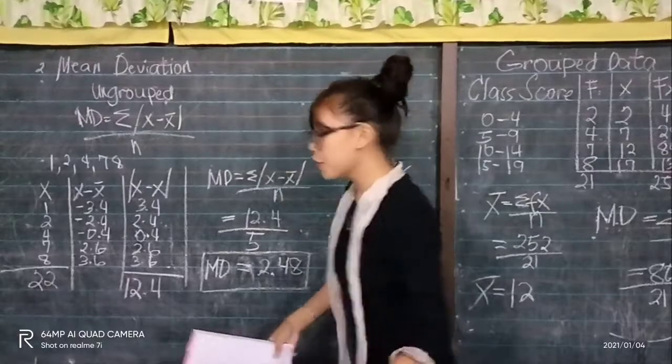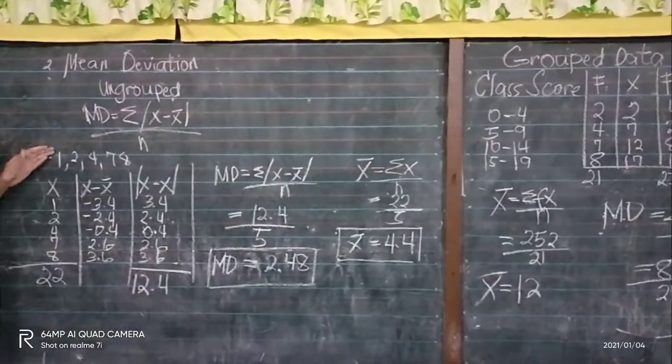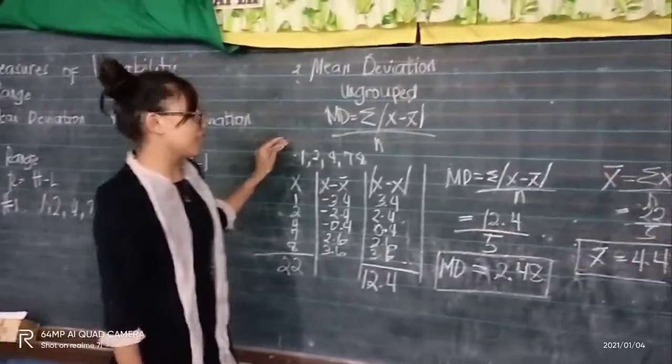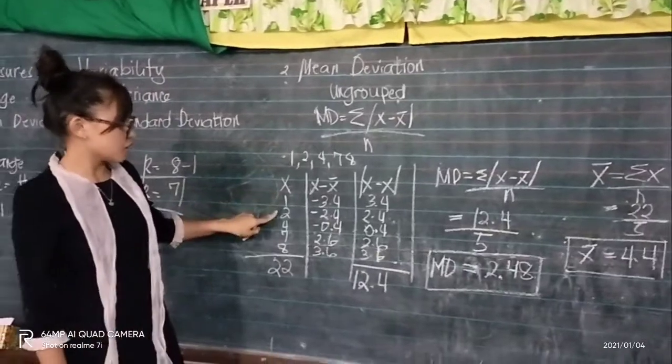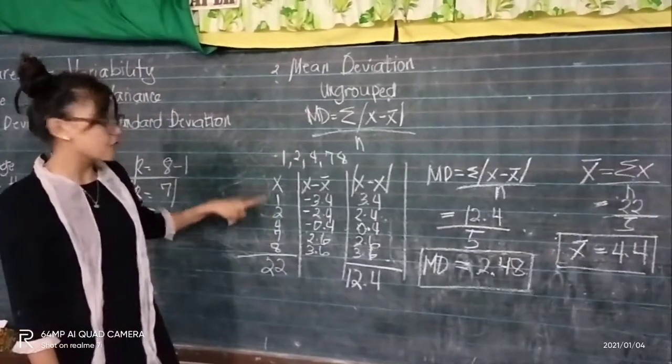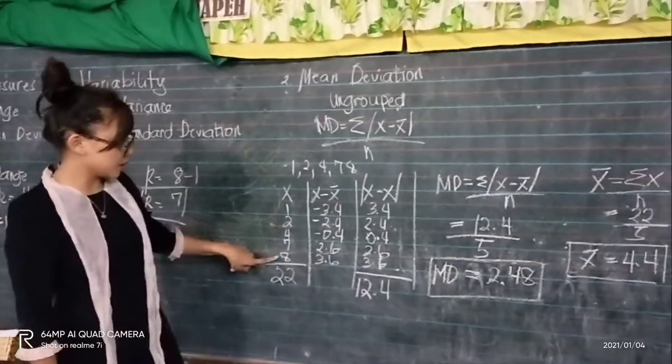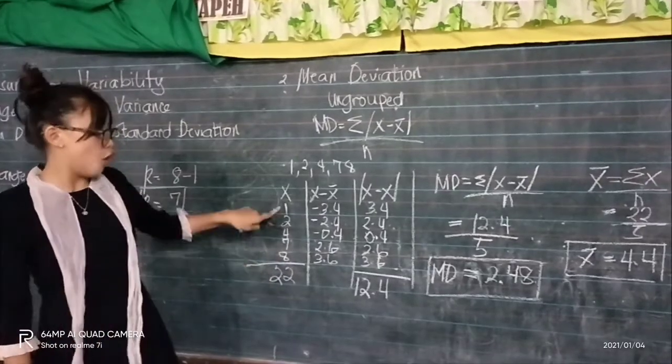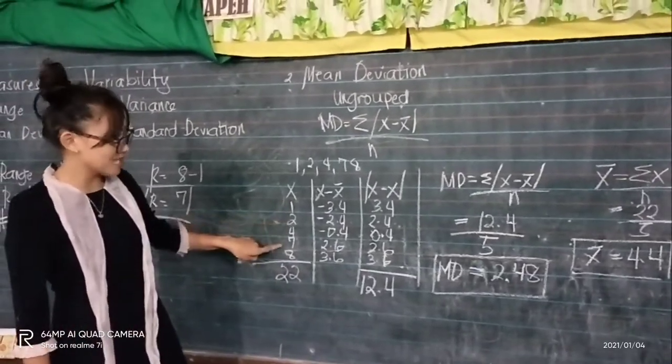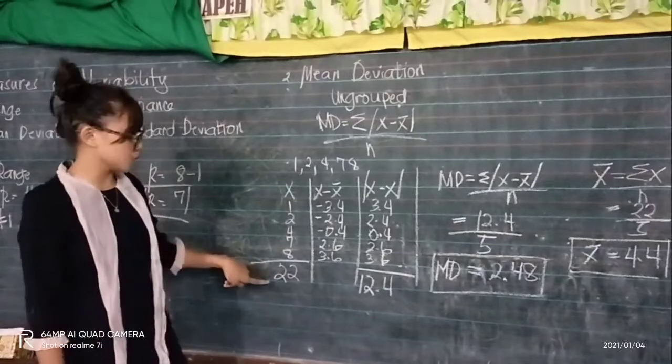First, we're going to arrange this vertically: 1, 2, 4, 7, 8. And we're going to total this. The total of this is 22. 1 plus 2 plus 4 plus 7 plus 8 is equal to 22.